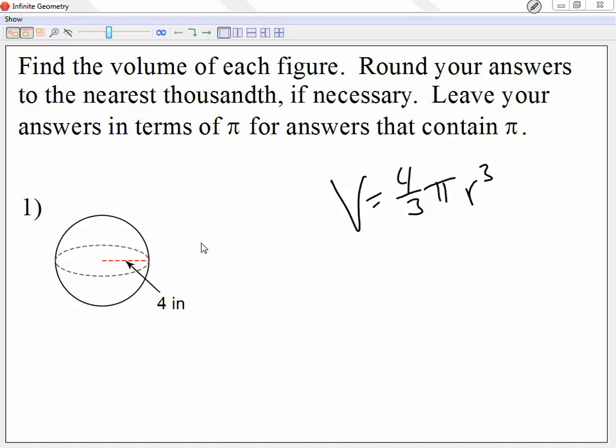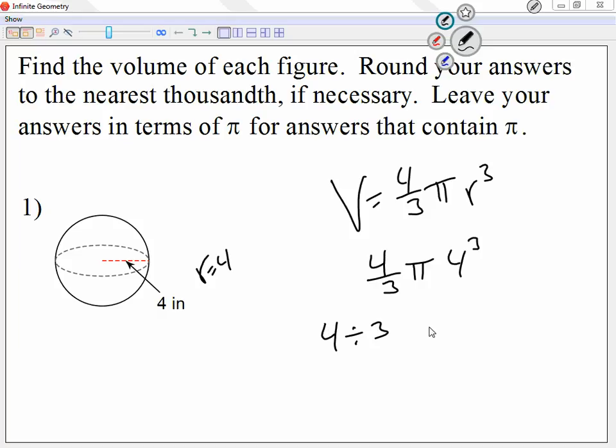So in question number 1, the radius is 4. So let me write this as 4/3 times pi times 4 cubed, right? The radius to the third. So that way I will type it in. My calculator will be 4 divided by 3 times 4 times 4 times 4.